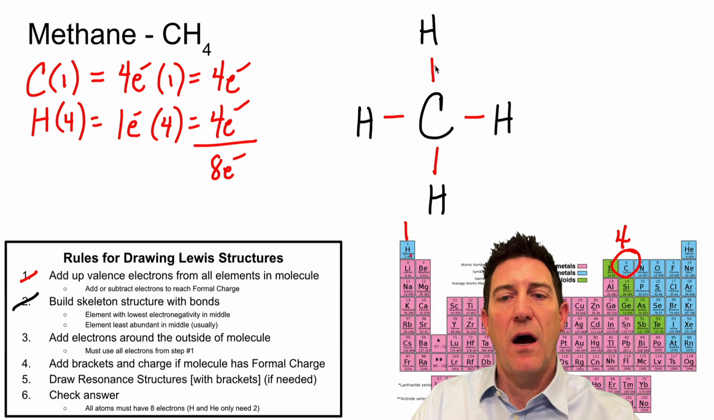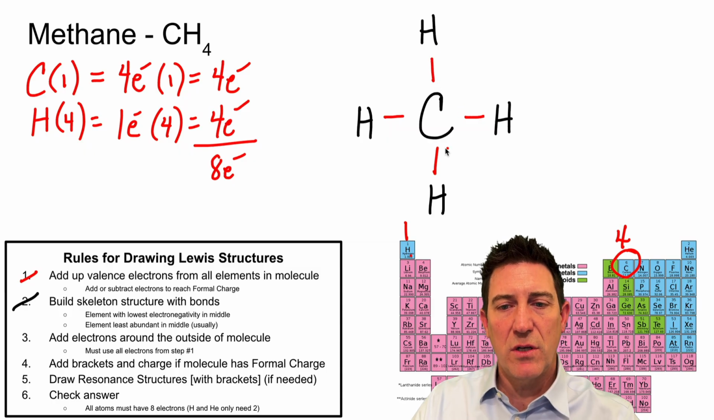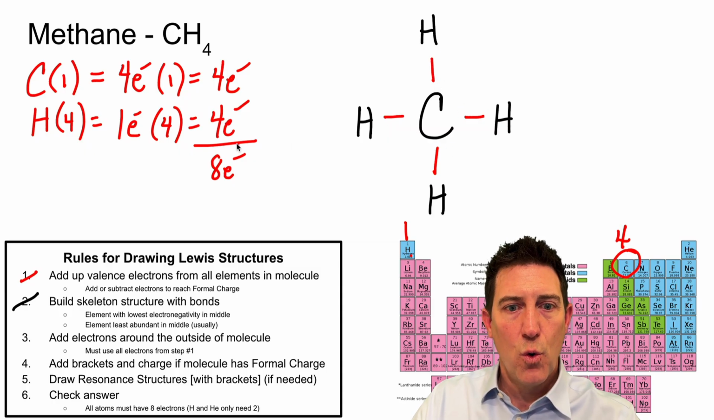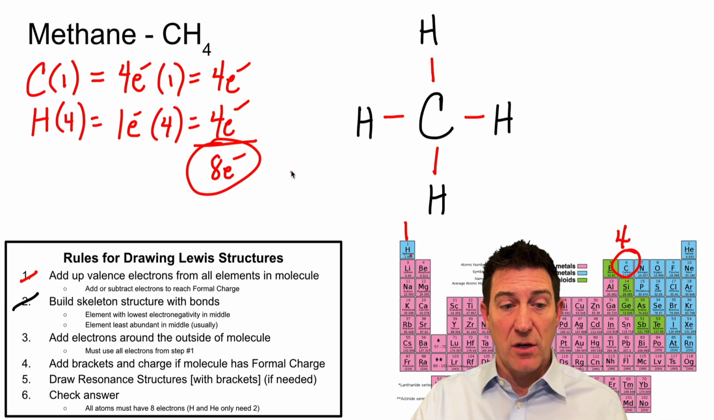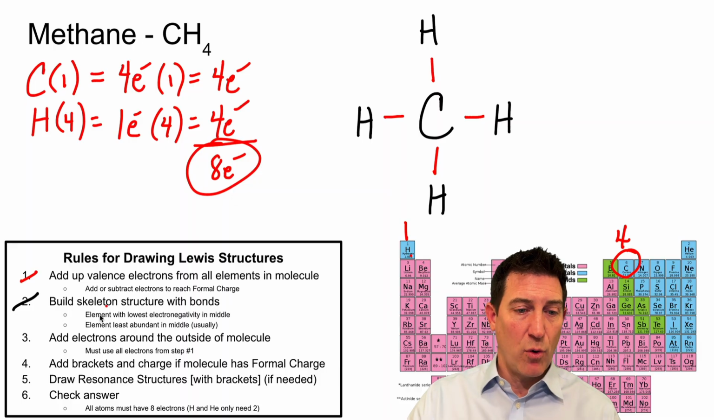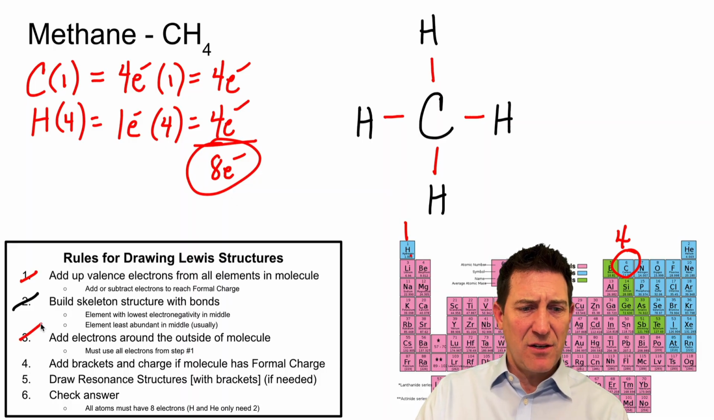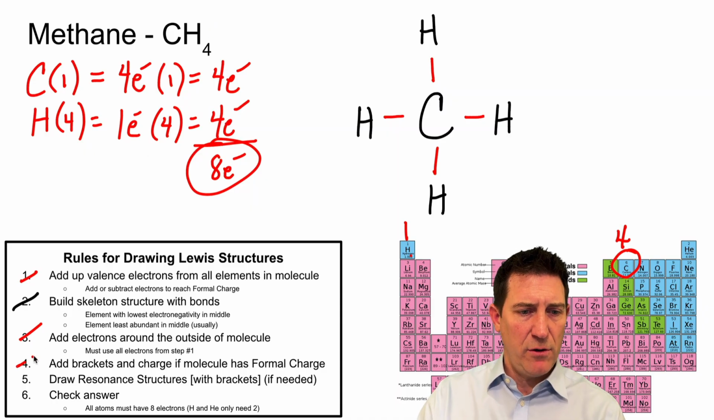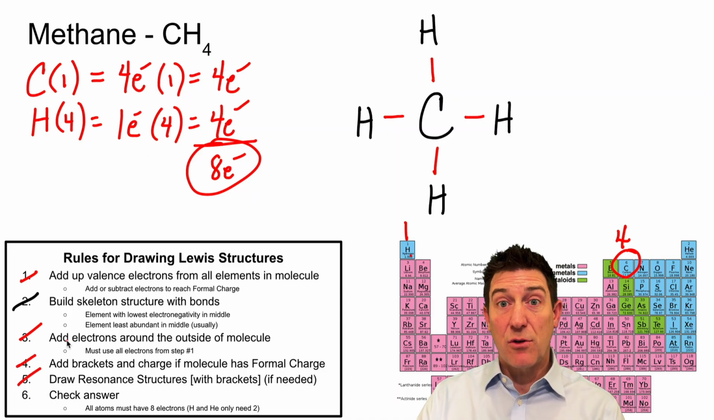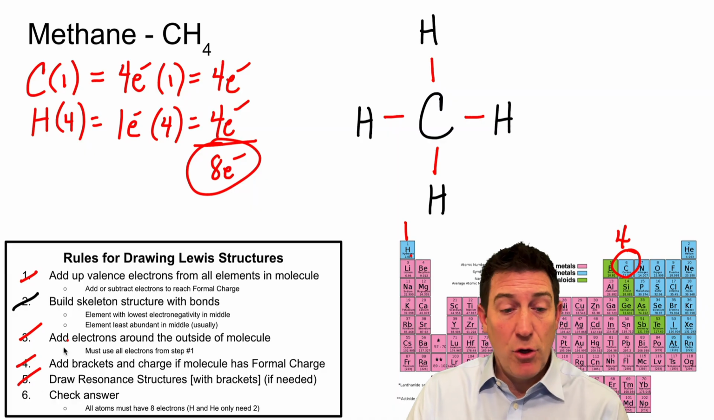Let's count. Our carbon currently has 2, 4, 6, 8 electrons, and that's all the electrons we get to build our structure. So we can't add any more on there, so maybe this is correct. Add brackets, it does not have a formal charge, so we don't need to do that. We have not learned about resonance structures yet, so I haven't given you one with resonance structure.